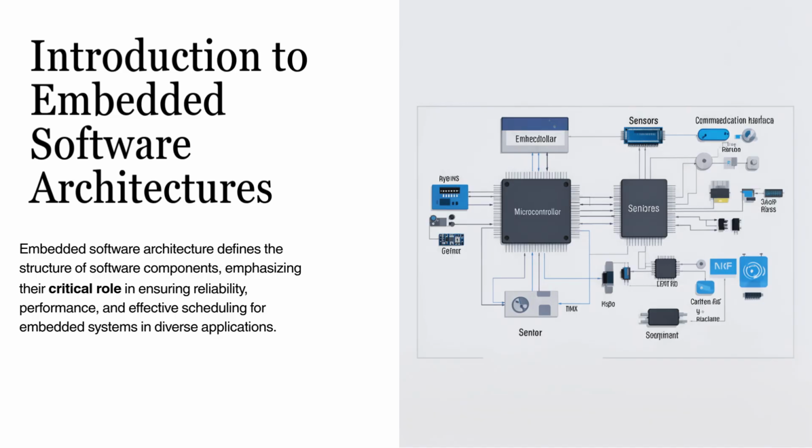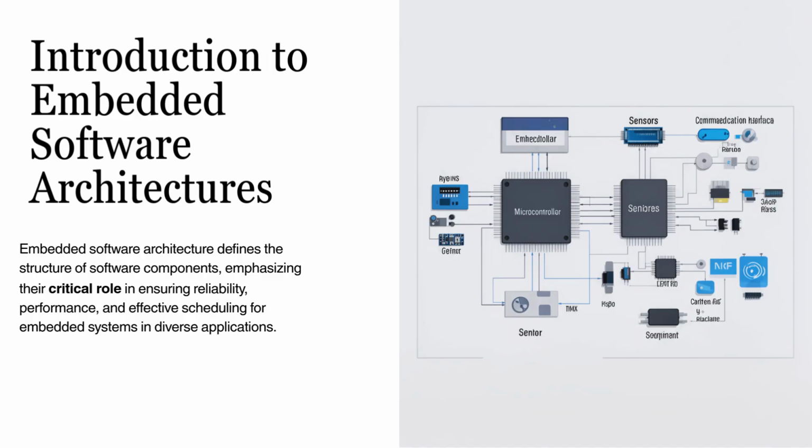Performance, on the other hand, is about optimizing how fast and efficiently these tasks are executed. Finally, effective scheduling ensures that tasks are managed in a way that balances business needs across various applications. Remember, these architectures are the unsung heroes behind the scenes, enabling everything from consumer electronics to industrial control systems.